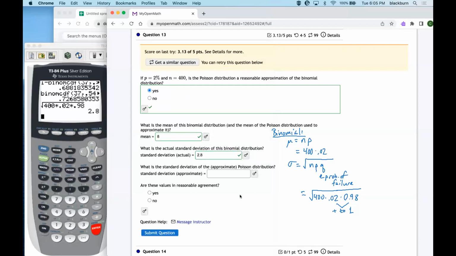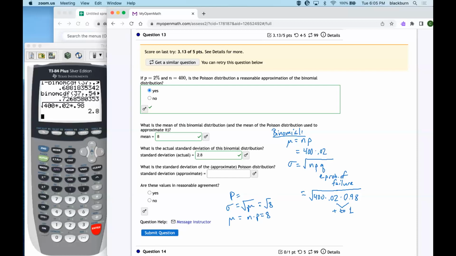All right. What is the standard deviation of the approximate Poisson distribution? Okay, for the Poisson distribution, the standard deviation is just going to be the square root of mu. And mu is the same thing, n times p, so 8. So it's going to be the square root of 8 in this case.